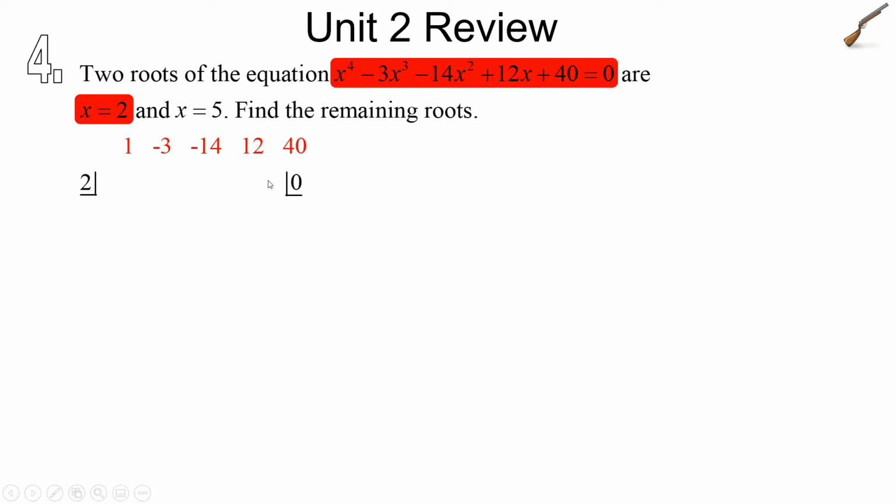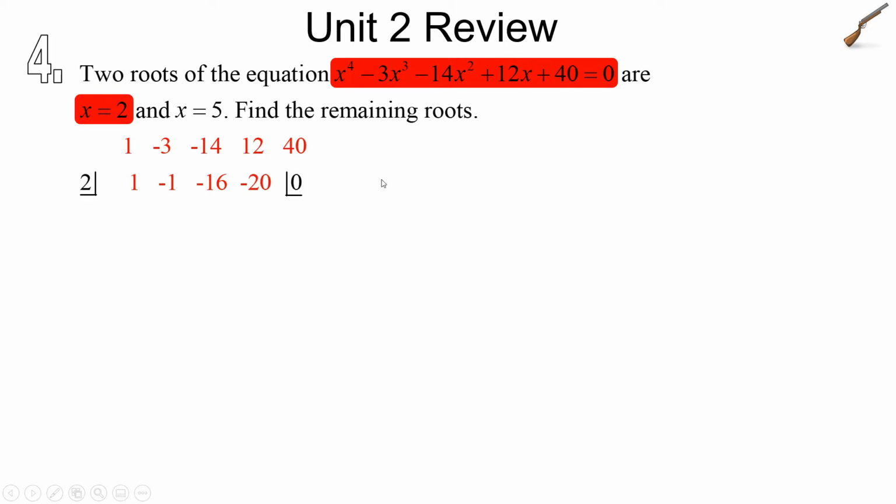Oh, and remember, this has to be a 0, so I put the 0 there already. Right on. Okay, so let's bring down the 1. And 2 times 1 is 2 minus 3, -1. -1 times 2 is -2 minus 14, -16. -16 times 2, -32 plus 12, -20. And look at this, -20 times 2 is -40 plus 40, and there's my 0.